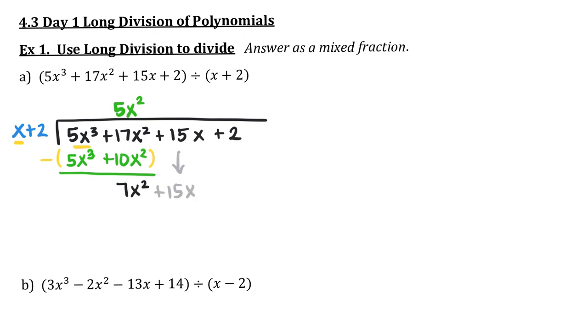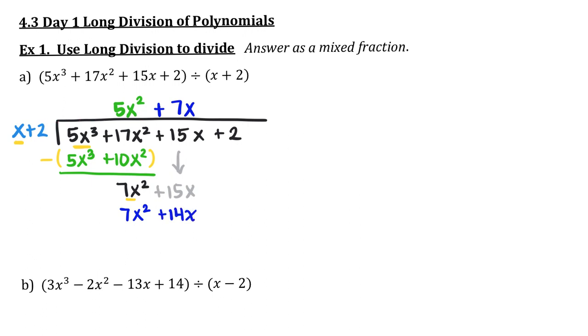Now I'm going to repeat the process again. I'm going to look at just the first term here and the first term here. x times what gives me 7x squared? x times 7x. So I'm going to put 7x here. I line it up under the like terms just because it's going to help me with my remainder. I'm going to take this, multiply it by this, and line it up under here. 7x times x is 7x squared. 7x times 2 is 14x.